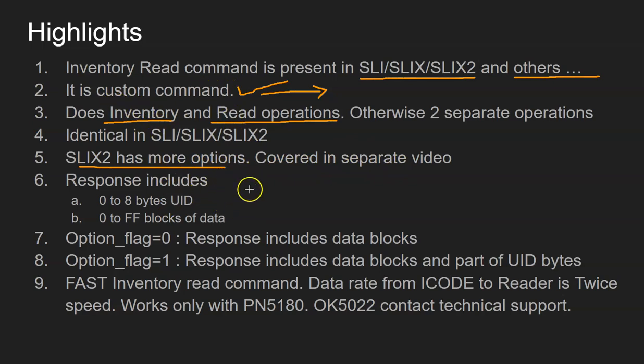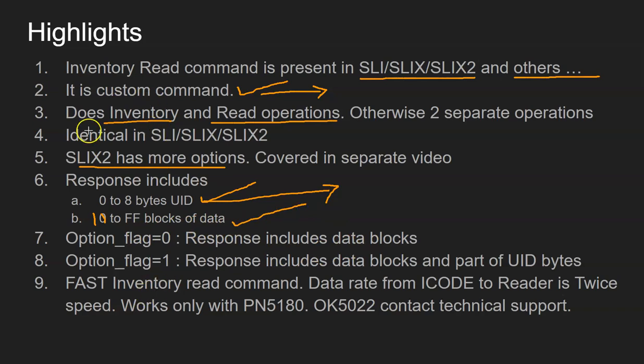In the inventory read command, the response includes some UID bytes. It can be from 0 to 8 bytes of UID. Anywhere between 0 to 8, you might get 1 byte, 2 bytes, 3 bytes. Or put in simple words, the response includes a part of the UID. It can also return anywhere from 1 to FF, or 255, blocks of data.